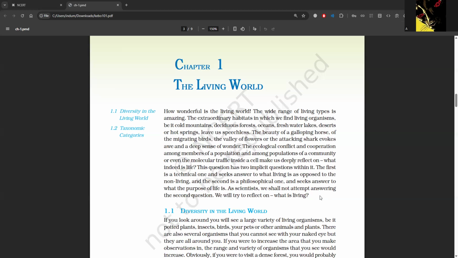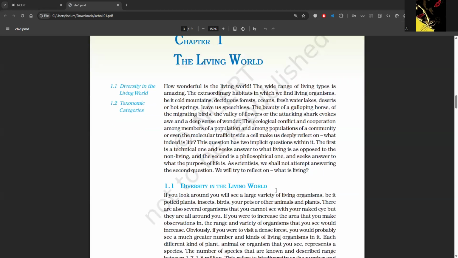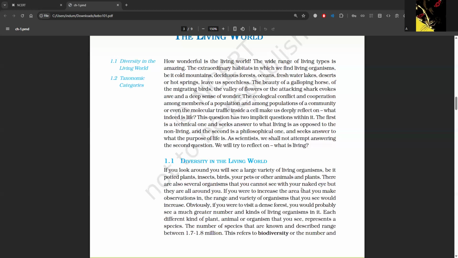The ecological conflict and cooperation among members of a population and among populations of a community, or even the molecular traffic inside a cell, make us deeply reflect on what indeed is life? This question has two implicit questions within it. The first is a technical one and seeks answer to what living is as opposed to the non living. And the second is a philosophical one and seeks answer to what the purpose of life is. As scientists, we shall not attempt answering the second question. We will try to reflect on what is living.